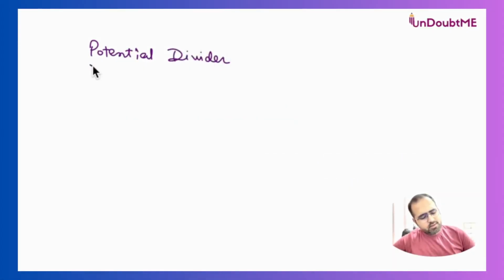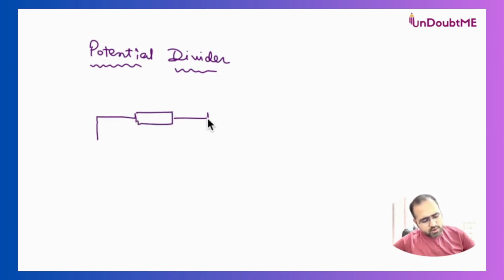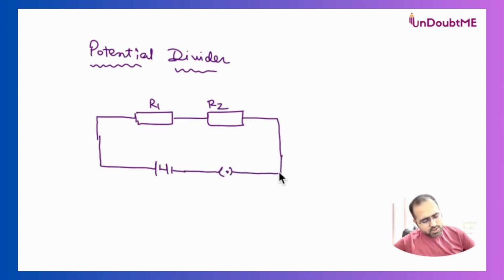Potential divider means we have to put such elements in the circuit which divide the voltage of a battery. So I'll take a very simple example of a circuit where there are two resistors whose resistances are R1 and R2, and they are connected in series across a battery. And let's say this is a switch, and that's it. No other elements are required.